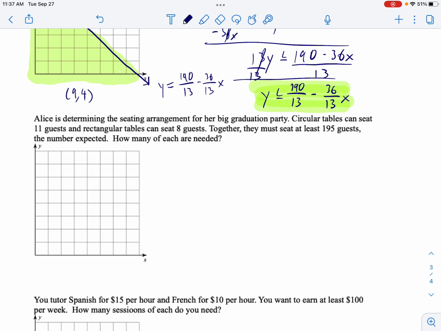Alice is determining the seating arrangement for her big graduation party. Circular tables can seat 11 guests and rectangular tables can seat 8 guests. Together they must seat at least 195 guests, the number expected. How many of each are needed, okay? So let x equal the number of circle tables. Let y equal the number of rectangle tables.